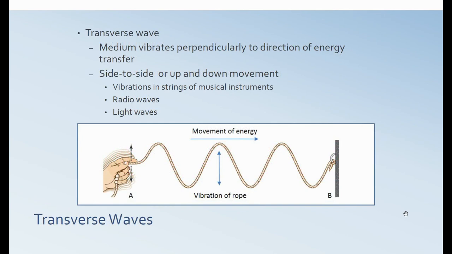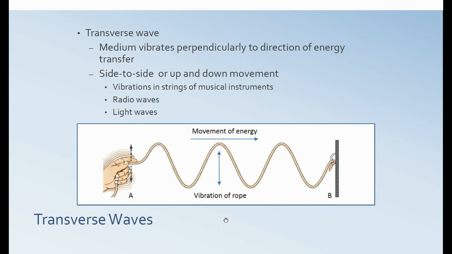We can also have transverse waves, and this looks more familiar, like the sine waves that we talked about before. In transverse waves, the medium vibrates perpendicularly to the direction of the energy transfer. So in this case, let's say we have a rope attached to a wall, and we're going to vibrate it by moving our hand up and down. The direction of the energy transfer is going to be from left to right, as we can see in that arrow. But as we shake our hand up and down, we see the waves are going up and down.